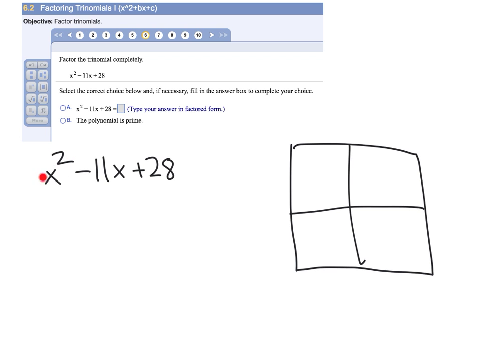Again, the x squared definitely goes in that first corner, always, always. And we know that the 28 always goes in this lower corner. Now, because I see some signs here, I'm going to be really specific, and I'm going to put that positive 28 right there. So now, we know the way to get x squared is x times x.